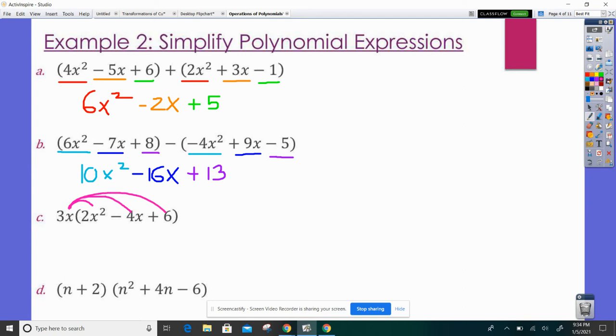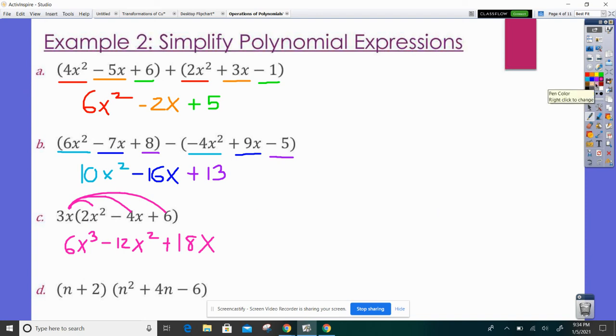So 3x times 2x squared is going to give us a 6x to the power of 3. 3x times negative 4x is going to give us negative 12x squared. And last, 3x times 6 is going to give us a positive 18x. Since none of those terms can be combined, we're done with that problem. 6x cubed minus 12x squared plus 18x.